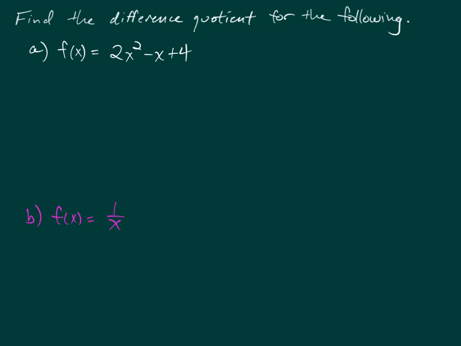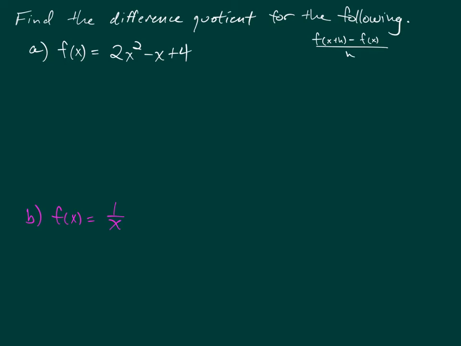Find the difference quotient for the following. Now, in order to successfully do that, you have to know what the difference quotient is, what that looks like. So the difference quotient for f of x is given by the expression f of x plus h minus f of x all over h.